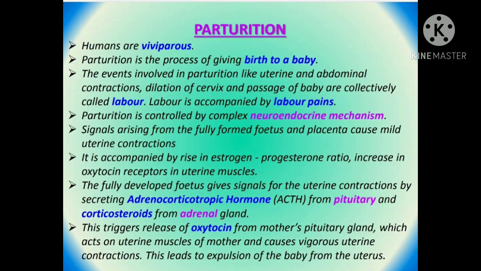Now we will see parturition. Humans are basically viviparous, meaning they directly give birth to their young ones. Therefore, humans are called viviparous. Parturition. Now, what do you mean by parturition? Parturition is the process of giving birth to a baby.